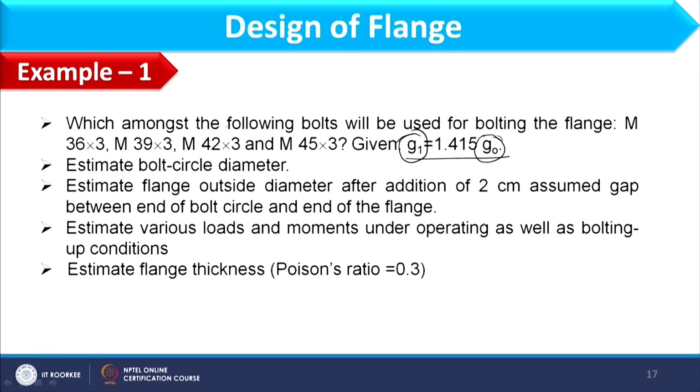Next, I need to compute bolt circle diameter, then flange outside diameter after adding 2 cm assumed gap between end of bolt circle and end of flange. Estimate various loads and moments under operating as well as bolting up condition, and then calculate the flange thickness, with Poisson's ratio given as 0.3. So in this example, we are covering almost all parts related to design of flanges. So let's start to solve these parts one by one.